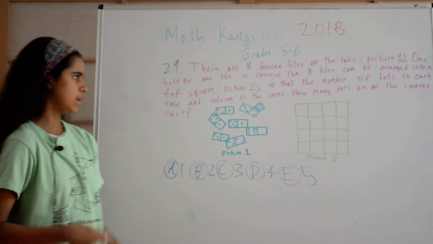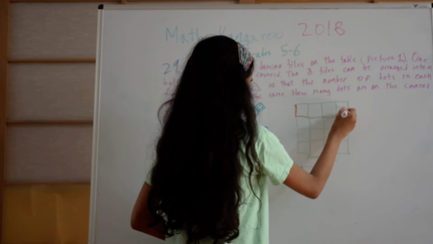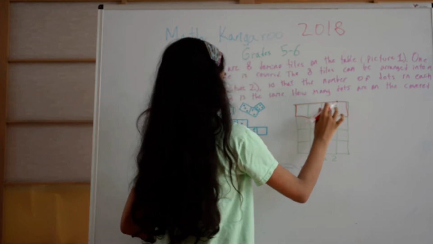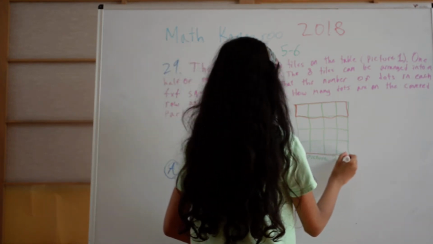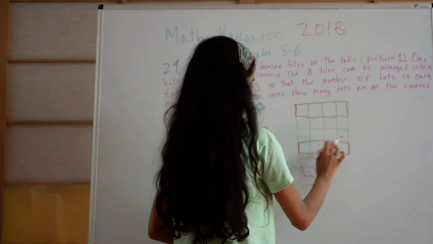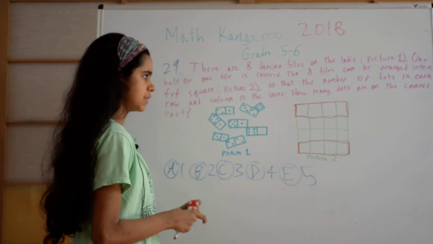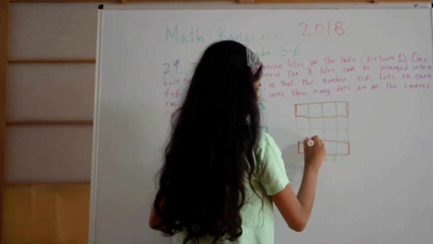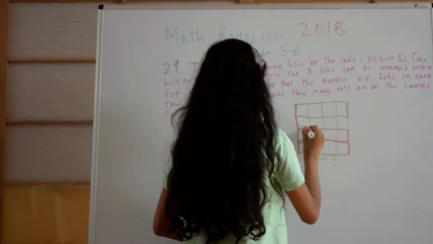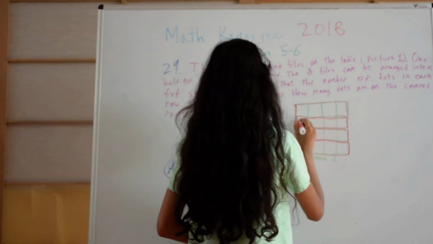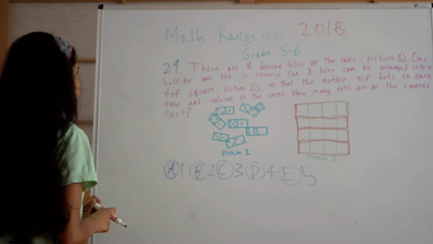So what we know is that whatever the sum of the dots in these 4 squares is, it's going to be the same as the sum of the dots in these 4 squares. And we don't know what that sum is yet, but we also know that that's going to be the same as the sum in these 4 squares and in these 4 squares. And then we don't really know what that sum is, so let's just call it x.